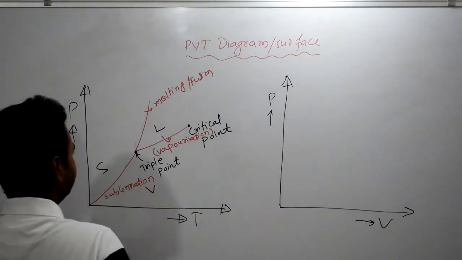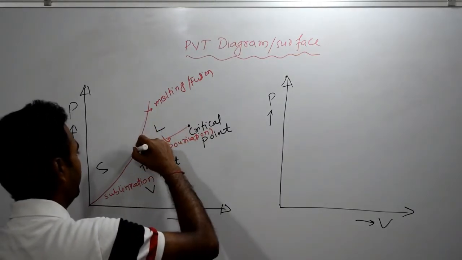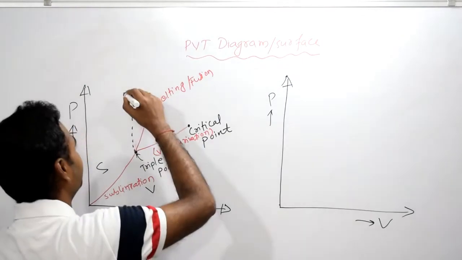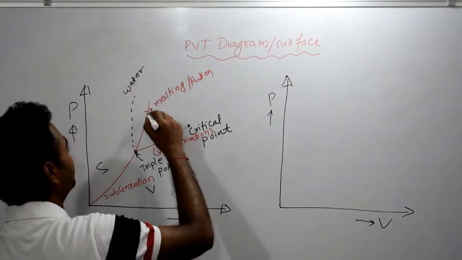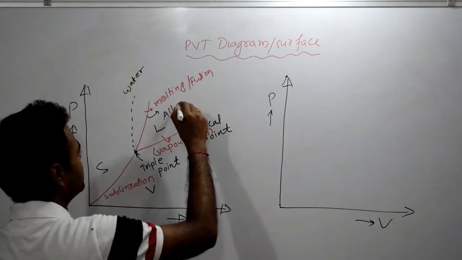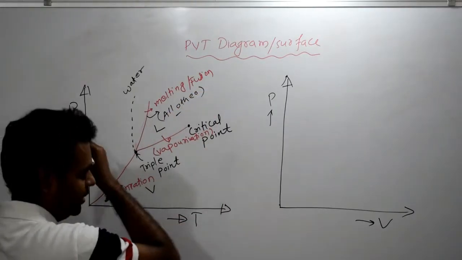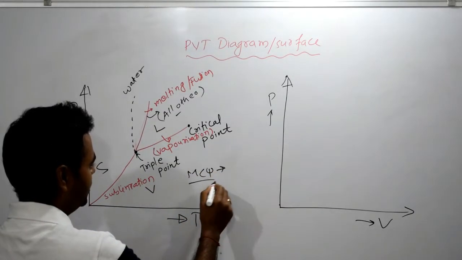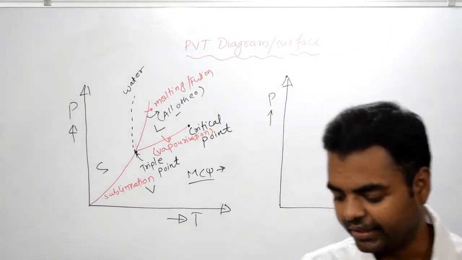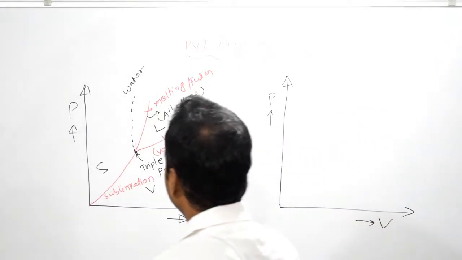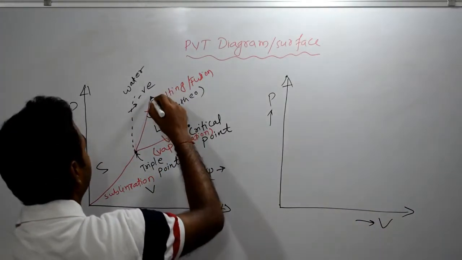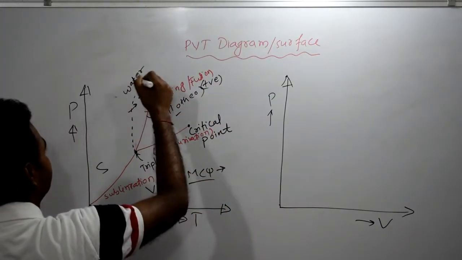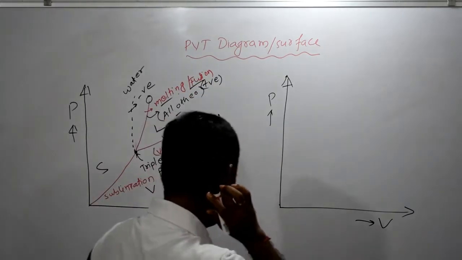Now I'm going to draw another line, right? This one is for water, but this one is for all other substances. Here you have to remember one very important point. This is important for multiple choice questions. In case of water we have a negative slope, and in case of other substances we have a positive slope. Where is it happening? In case of fusion or melting. I hope you got the point.